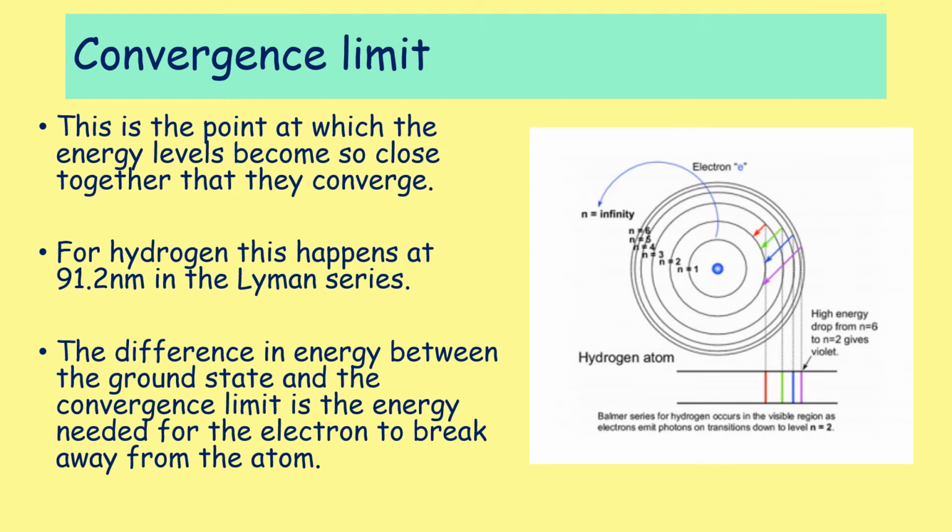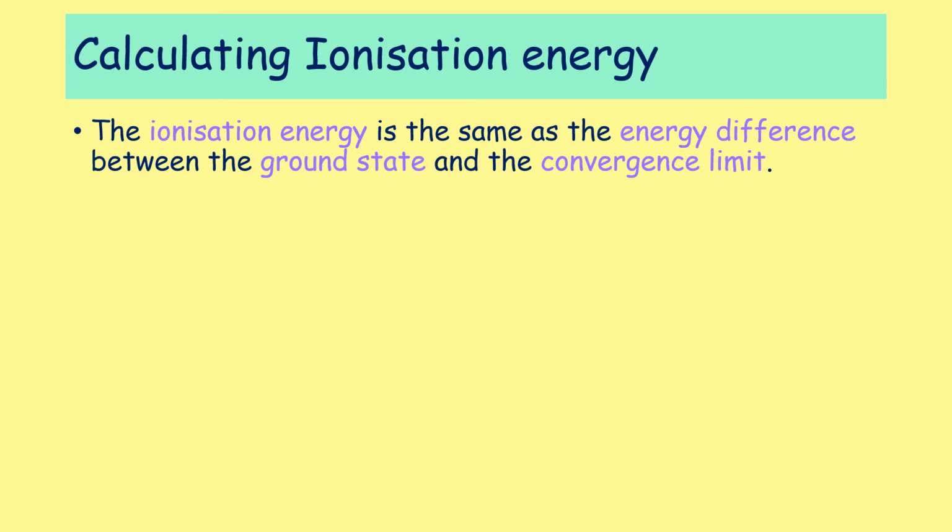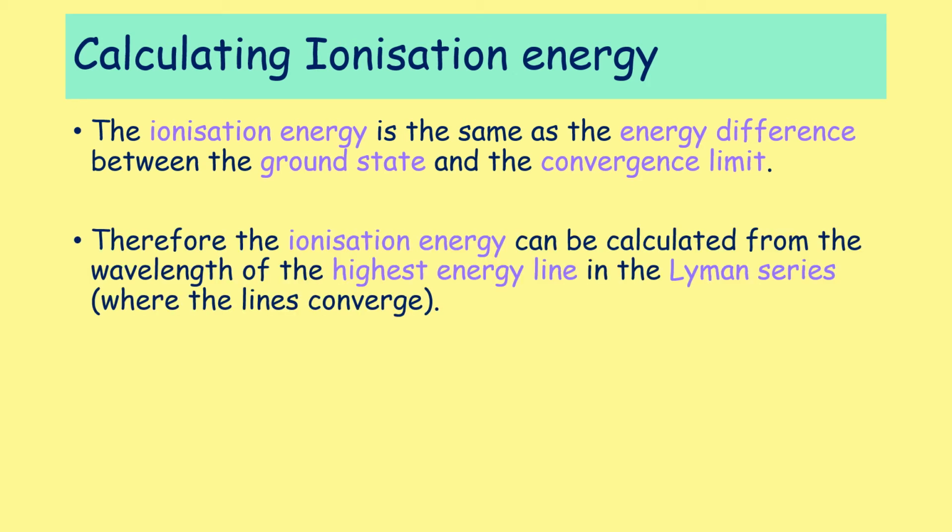The difference in energy between the ground state and the convergence limit is the energy needed for the electron to break away from the atom. So if you're able to give an electron enough energy to go from its ground state to the convergence limit, what you're actually doing is giving that electron enough energy to escape the atom, which would be ionization. So the ionization energy is the energy difference between the ground state and the convergence limit. And the convergence limit is often described as energy level infinity, or n equals infinity.